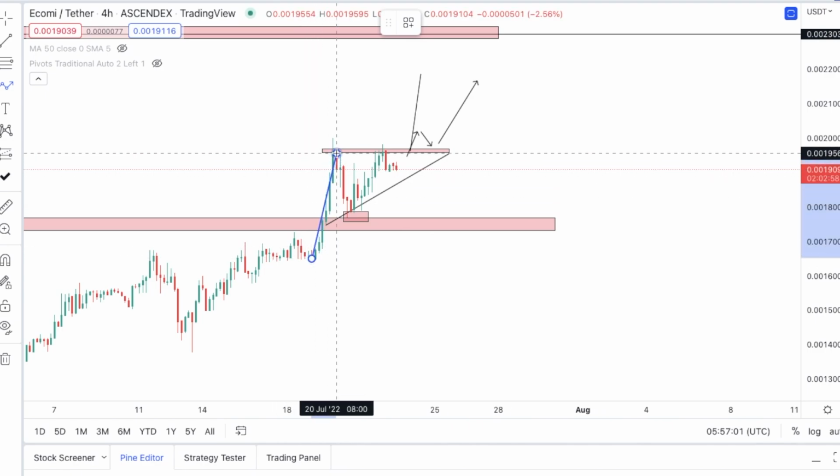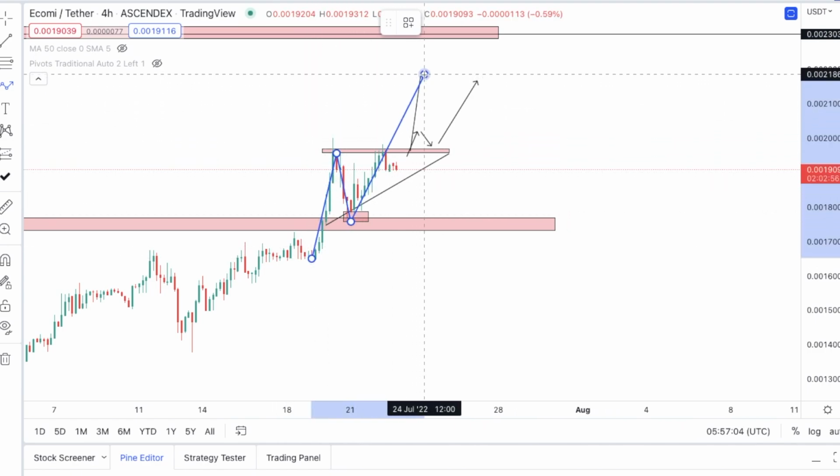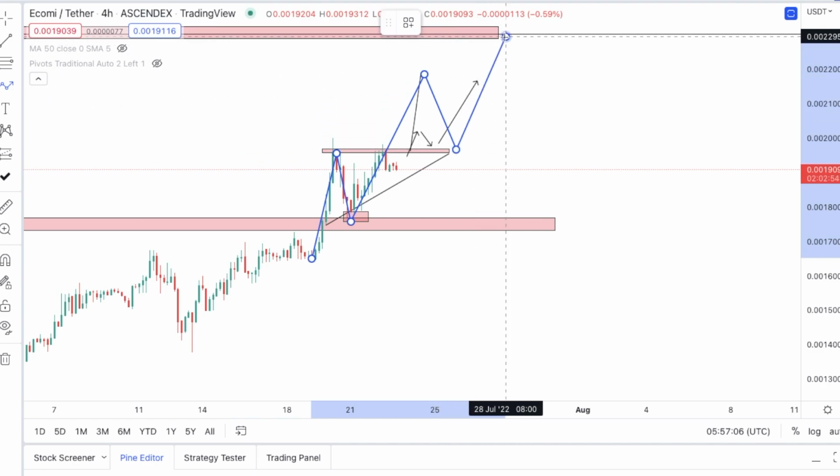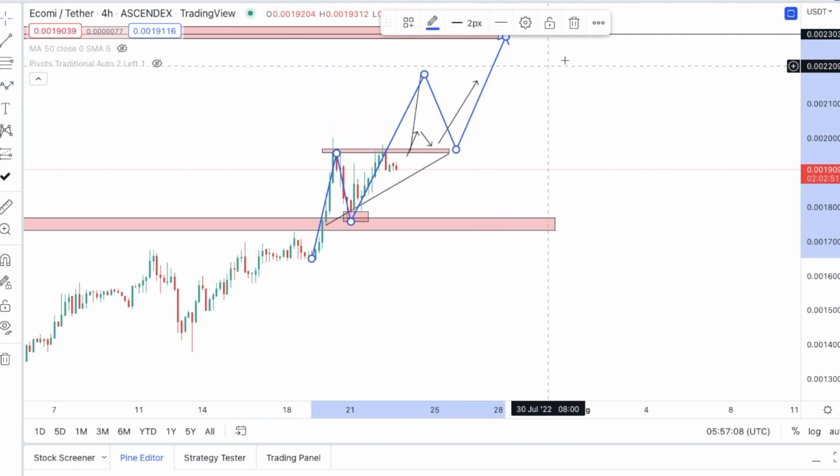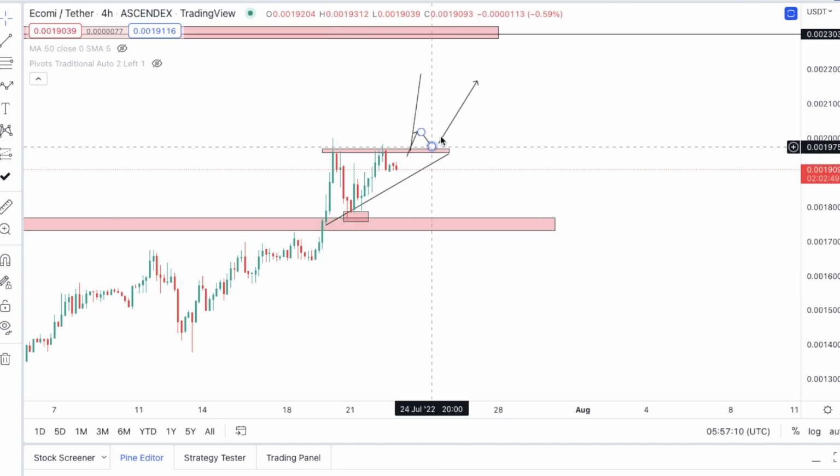So the cool thing is price went up, went back down. We can see a breakout here, pull back down. Then we can see the final move to the upside. That is what we're looking for, but it does not mean that this price action cannot break to the downside.